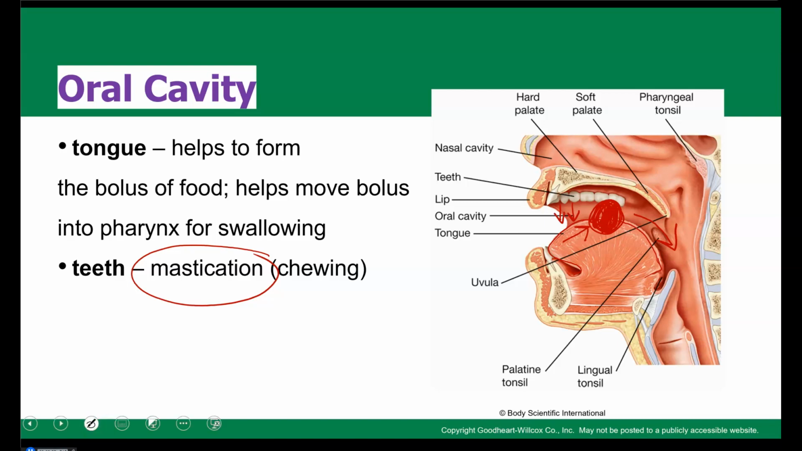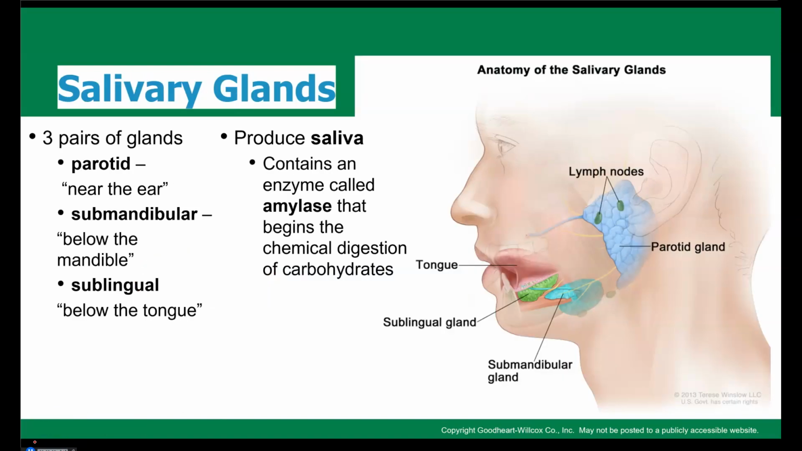And then, now the oral cavity receives saliva from the salivary glands. So there's 3 pairs of salivary glands. Parotid means near the ear. So you see this gland is close to the ear. The ear is right there. Then we have sublingual below the tongue, lingual referring to the tongue. So there's the sublingual gland.